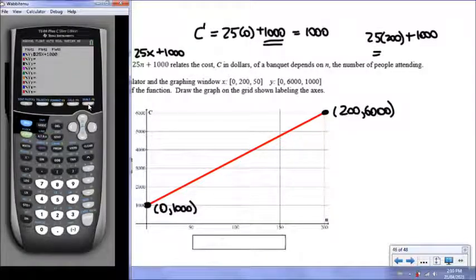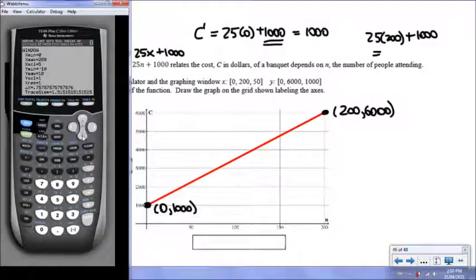If I graph this, nothing's going to show up. Why? Because my window settings are incorrect. So how do I fix that? I need to adjust it as given here. To do that, I click Window. My x min would be 0, my x max as given is 200, and x scale will be 5.